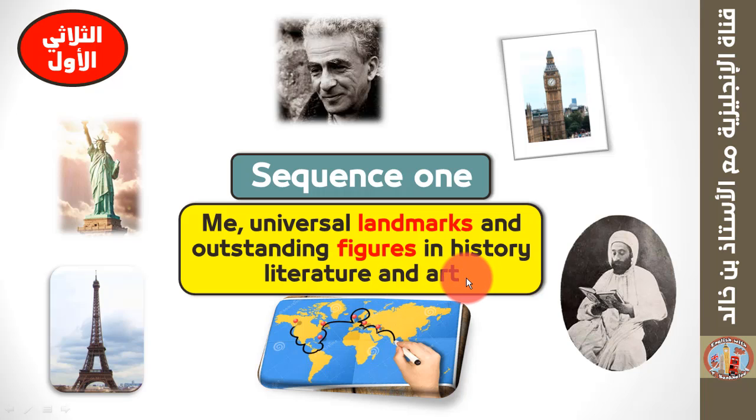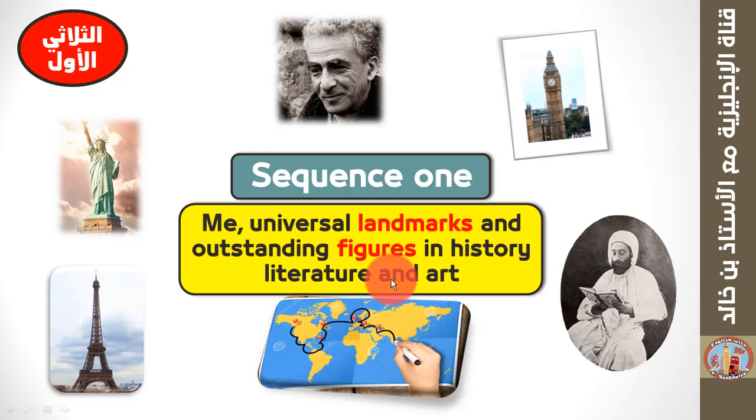So in this sequence, we are going to speak about universal landmarks, like Big Bang, like Statue of Liberty, like Eiffel Tower, and outstanding figures. What is a figure? En français, c'est une figure. Une figure, c'est une personnalité. شخصية. Famous person is a famous people. In what? In science? No. In wars? الحرب? No. In history, literature, and art.